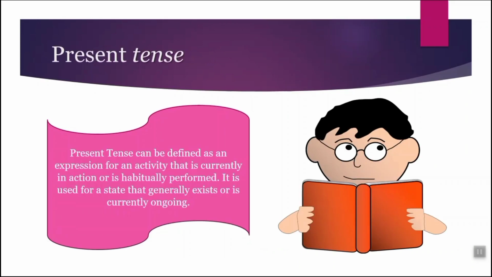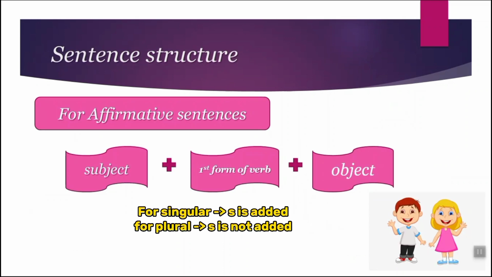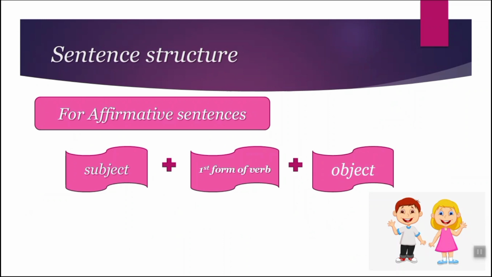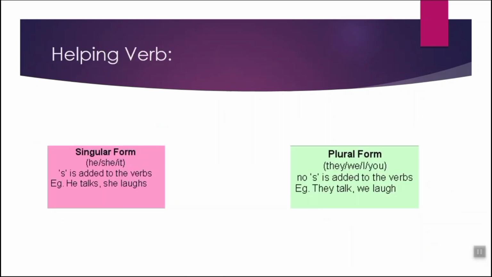The present tense is used to describe actions or states that are currently happening or that are habitual or generally true. The structure of the sentence is subject plus base form of the verb. For singular, usually s is added. For plural, we don't use the s suffix, plus object. Here's the singular and plural form, with he, she and it. Verbs with s suffix are used, such as he talks and she laughs, while with plural words such as they, we, I, you, no s is used, such as they talk and we laugh.